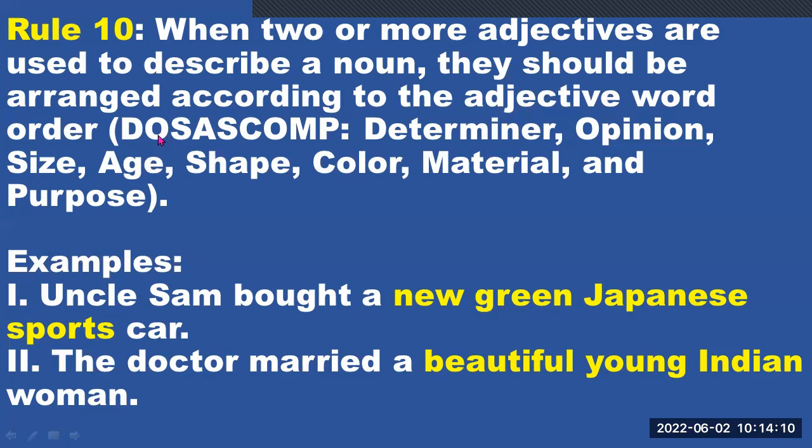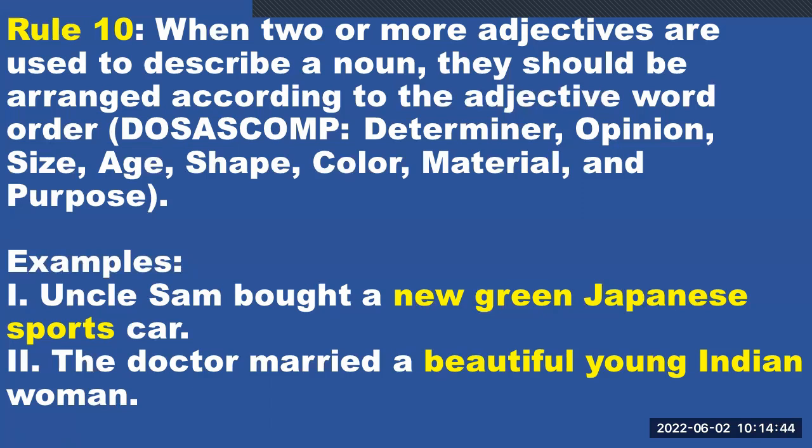Age comes after opinion. Please, this O is opinion. Let's not confuse it with origin. Origin comes towards the end. So this is opinion. Opinion is beautiful. Then young is age. You can see that age comes after opinion. And then Indian is origin, all right? That comes towards the end here, the third to the end. Okay, so this is how adjectives are arranged.